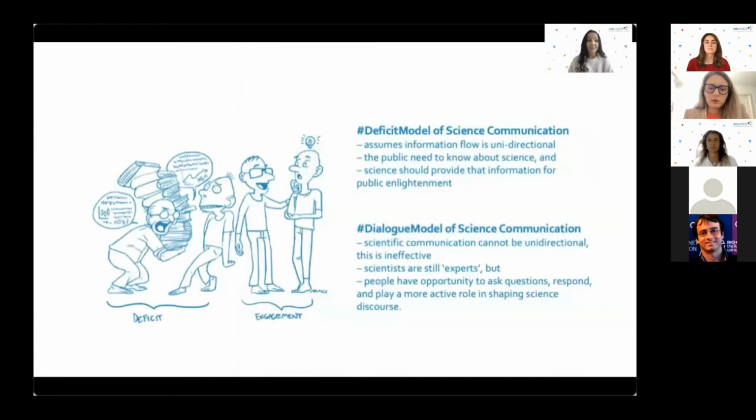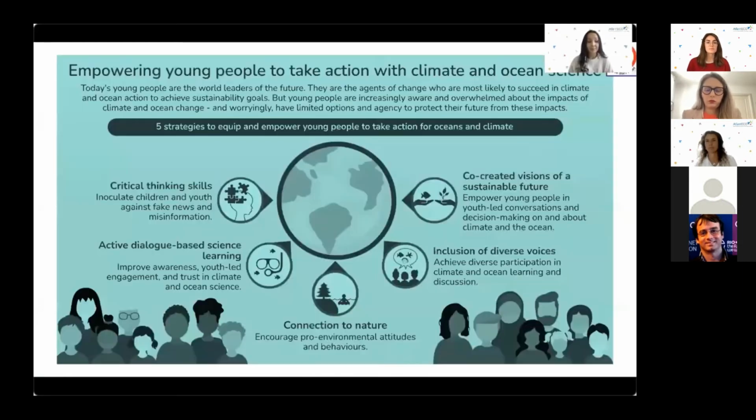Traditionally, it's been assumed that telling people or young people about climate and ocean issues will result in positive actions and behavior change. This is a deficit model, but in reality, it doesn't hold true. A more dialogic model is needed. Active and interactive conversations and experiential climate and ocean science activities can support the learning and experiences needed to engender pro-environmental attitudes and the action needed in people of all ages.